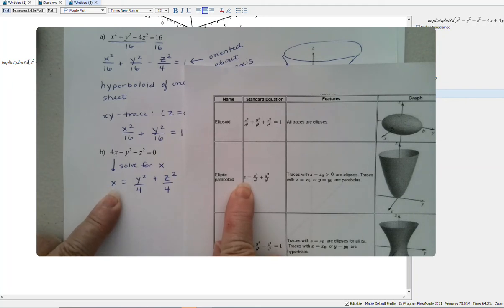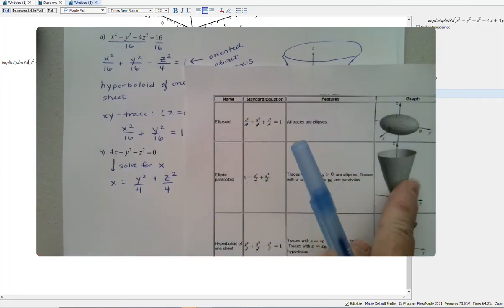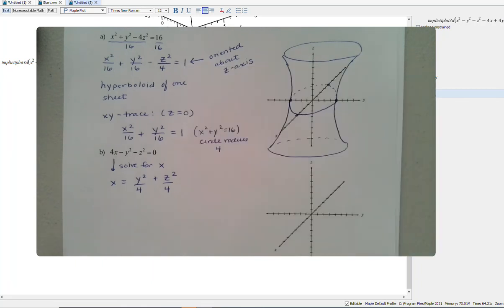So I think it is going to be an elliptic paraboloid, but instead of opening around the z-axis, or oriented around the z-axis, mine is going to be oriented around the x-axis. So elliptic paraboloid oriented around the x-axis.